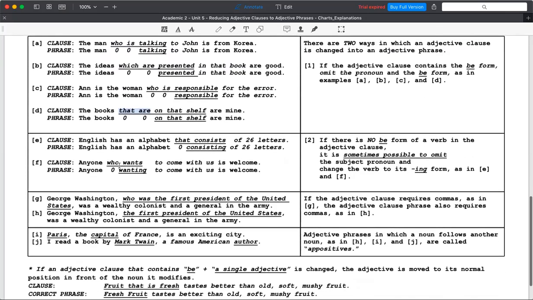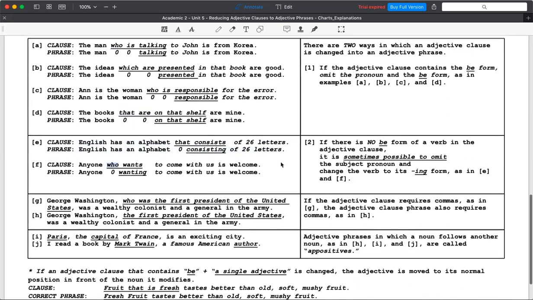But if I have just the verb and there's no verb be, for example "English has an alphabet that consists of 26 letters," then I just eliminate the pronoun. I create a better sentence: "English has an alphabet consisting of 26 letters." So far, so good? No questions? So make sure that you eliminate the pronoun to create a phrase.